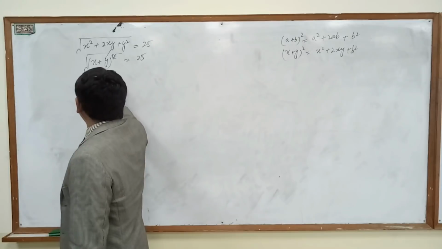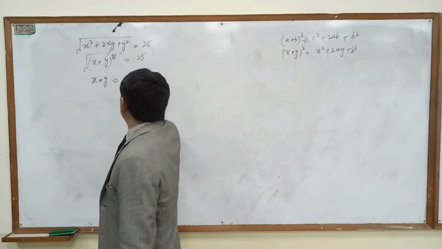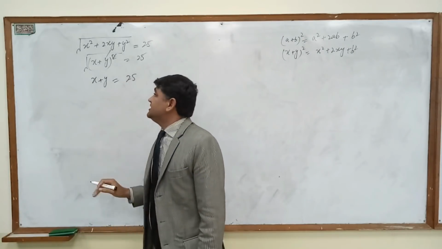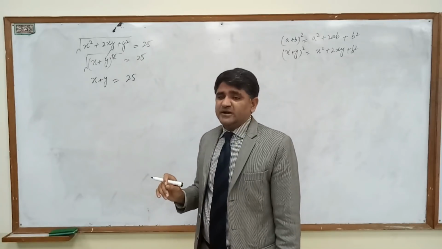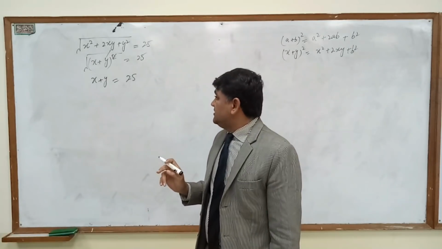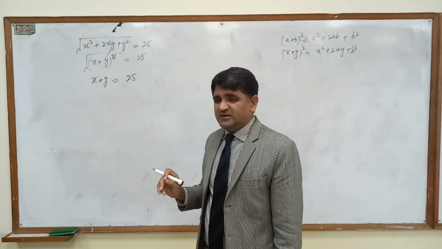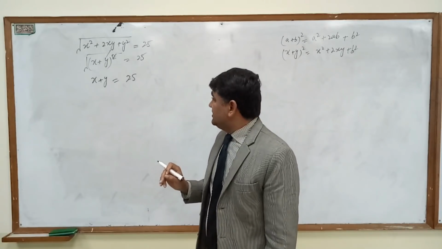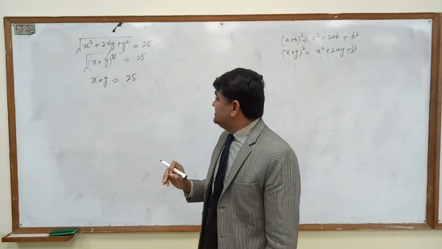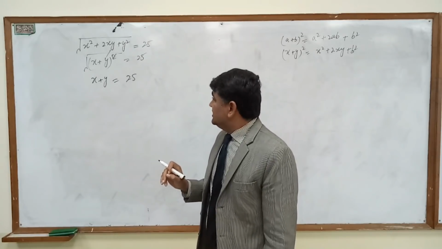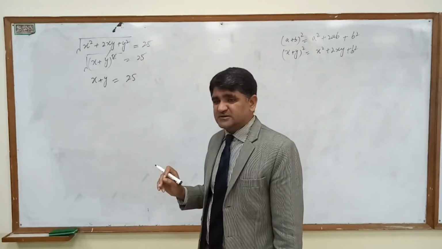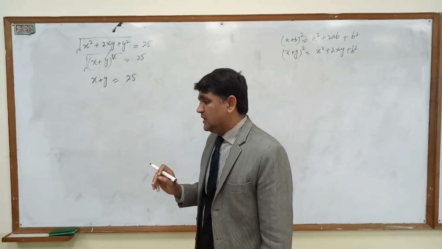What's left? X plus y is equal to 25. Now you can make a decision based on the power of variables. Here we have two variables x and y, and both are having power 1. So we can conclude it's a linear equation. Clear, students?